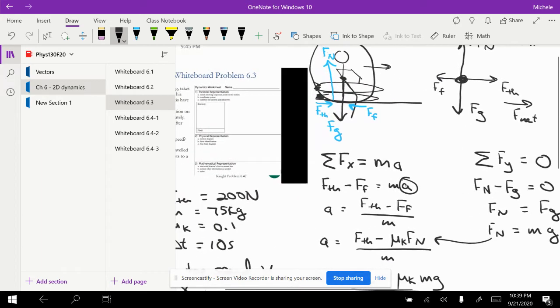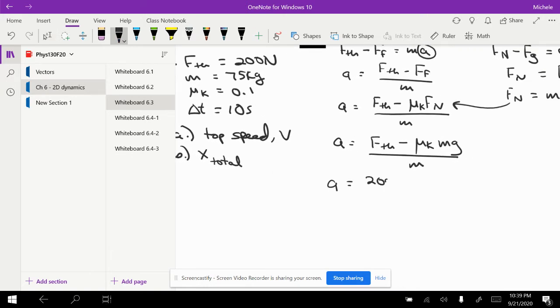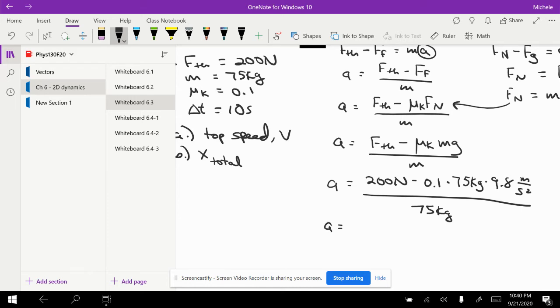And so plugging in, we have a is equal to the force of thrust, which is 200 newtons, minus mu k, which is 0.1, times m, which is 75 kilograms, times 9.8 meters per second squared, all over 75 kilograms. Okay, and so when we work out the numbers, we're going to get 1.69 meters per second squared.